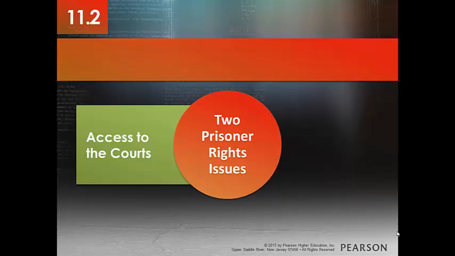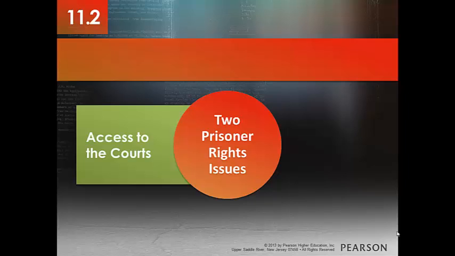In the 1941 U.S. Supreme Court case Ex parte Hull, the court ruled that prison authorities cannot restrict an inmate's right to apply to a federal court for a writ of habeas corpus. In the 1977 case Bounds v. Smith, the court ruled that prisons must provide adequate law libraries or adequate legal assistance from persons trained in law.